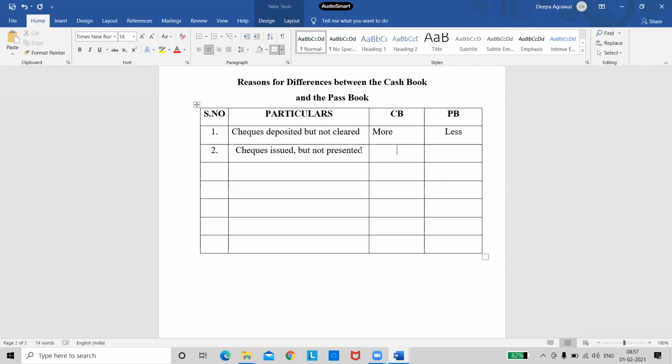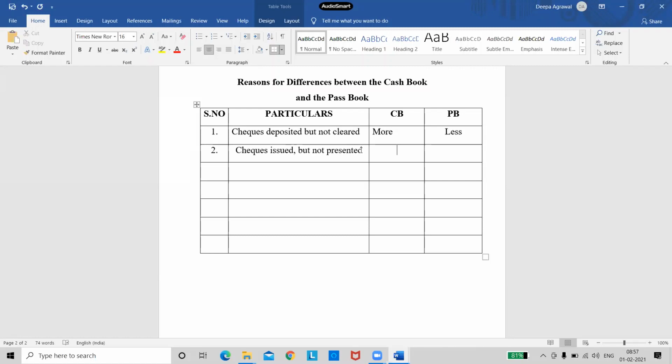Now when will the banker record? He will record when Mr. X will go and present that check in the bank. When he will go and present, then the banker will pay him the money. Then the banker will record the entry in the passbook. So that means whenever checks are issued, the cash book is recording the entry first.